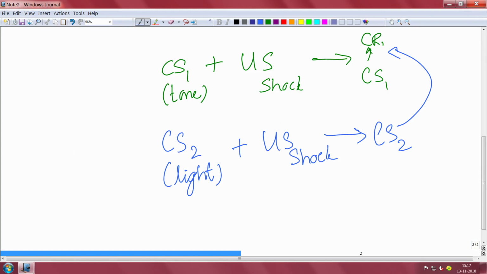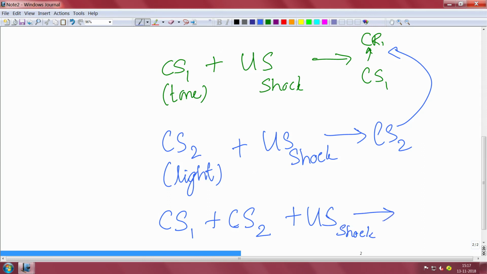Now, let us put in a situation where you are giving a compound stimuli of tone plus light, or CS1 plus CS2, and pair it with a US, the same shock. In this case, whether the response to the tone will increase, decrease or remain same is not a given. That is what the model predicted.